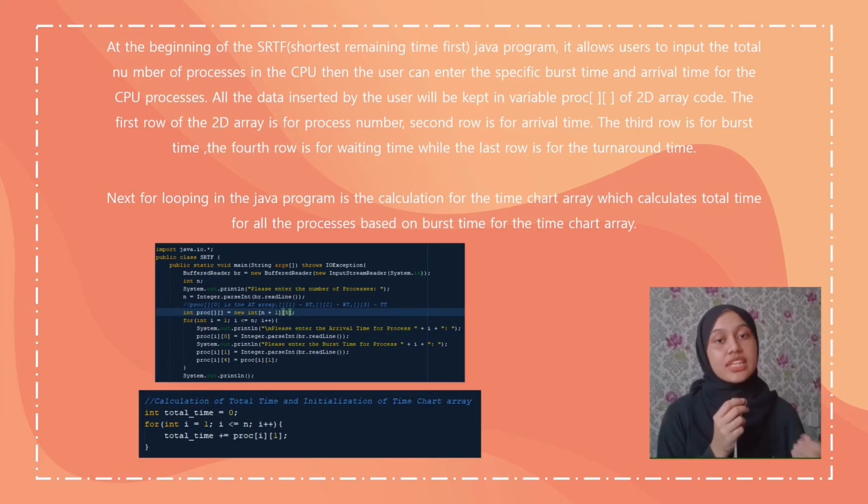Then the next for loop in the Java program is to calculate the time chart array, which calculates the total time for all processes in the CPU process based on their burst time.